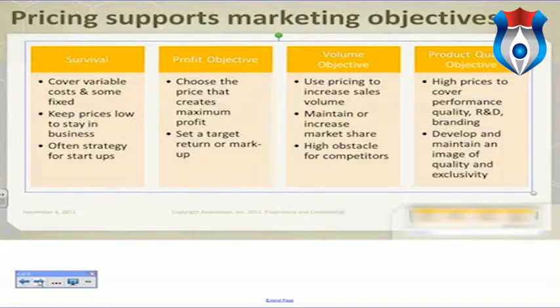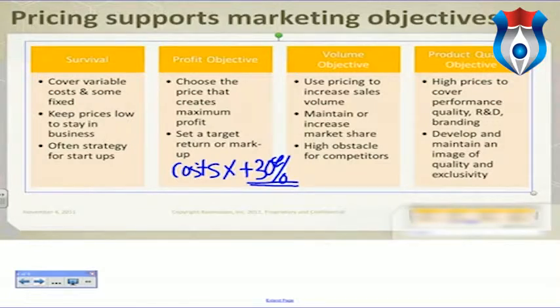A profit objective is what we typically consider when we think of the price that a consumer pays for an offering. You choose the price that creates the maximum profit. One way you'll see this in retail is setting a target return. That means that there's X amount of money that you want to make whenever you sell a product. One way to do this is a markup. So if it costs you X amount of money to make your product, you might add 30%, ensuring that you get a target return of 30% on your price.